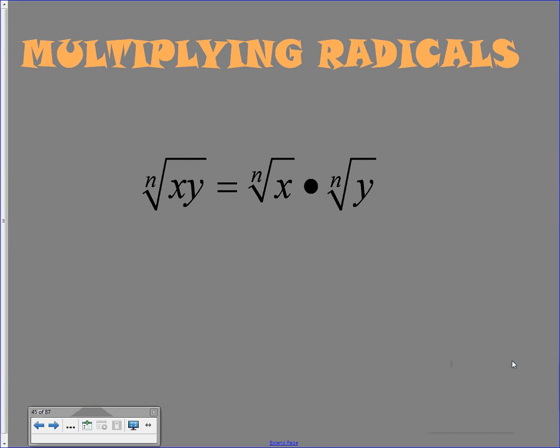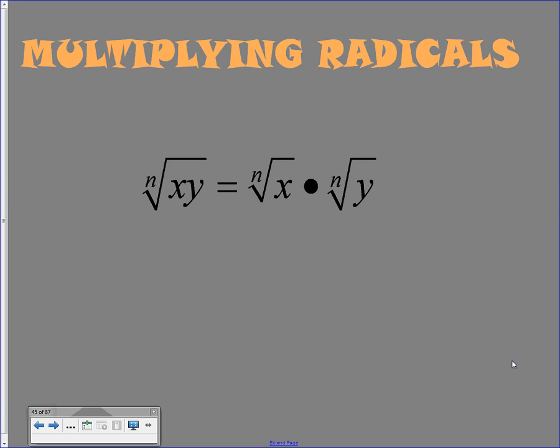Chapter 8, Section 5 is about multiplying radicals. So what we're going to do today is work on simplifying what's underneath the radical symbol to be as small as possible so that we have exact answers without typing into our calculator and getting an approximate decimal. And we're going to do it using this property, and we'll talk about that as we go forward.